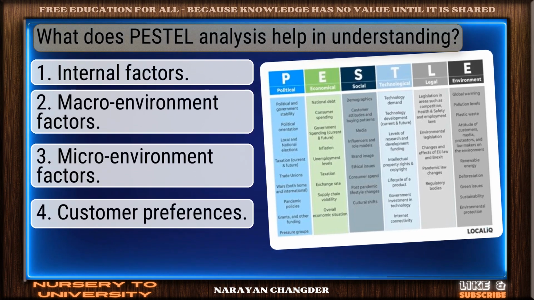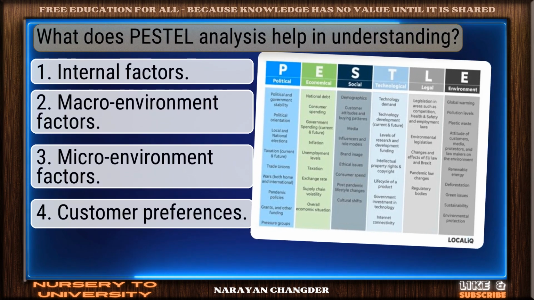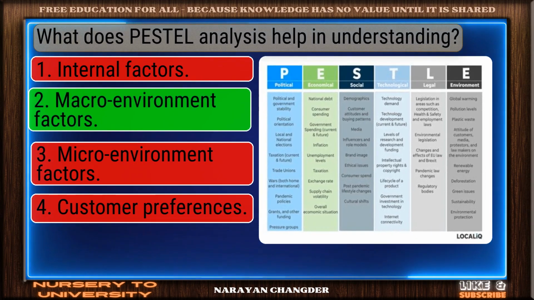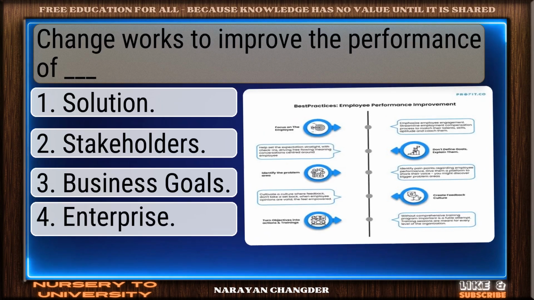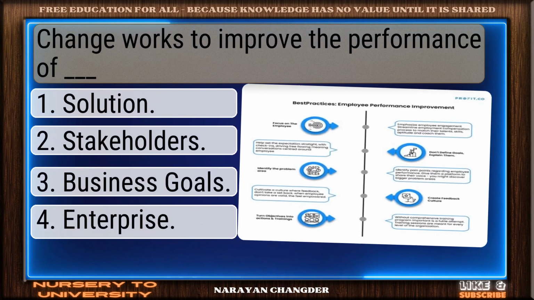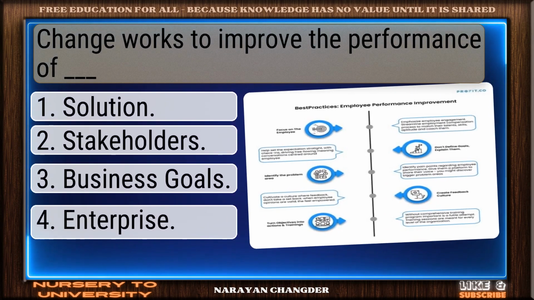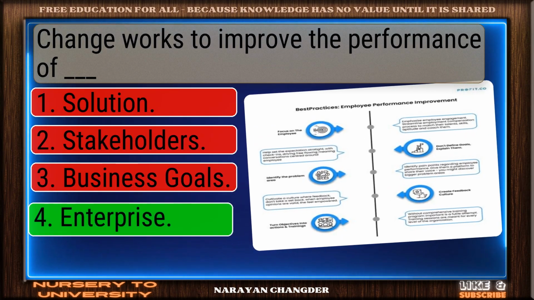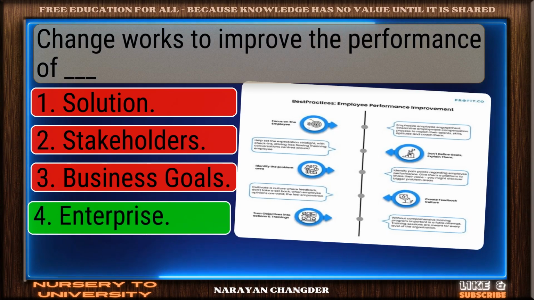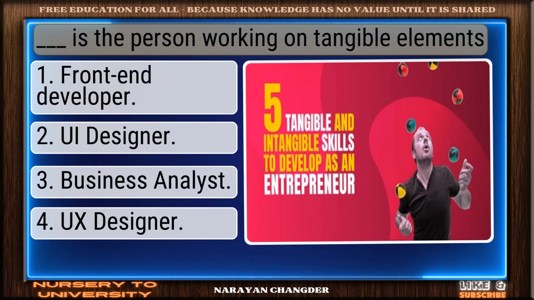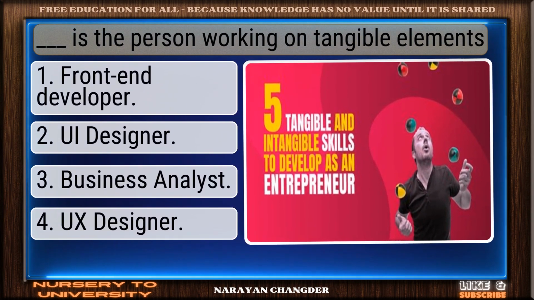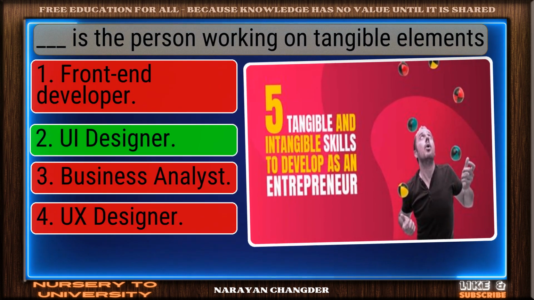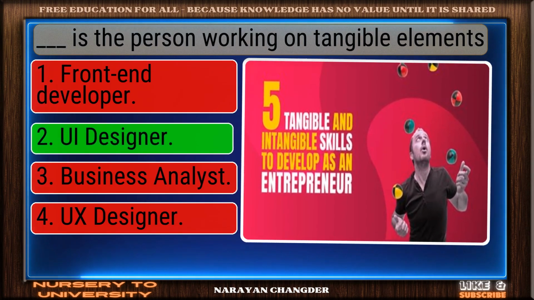Question number 55. What does PESTEL analysis help in understanding? On track. Macro environment factors is the correct answer. Question number 56. Change works to improve the performance of dash. Great job. Enterprise is the accurate answer. Question number 57. Dash is the person working on tangible elements. Solid response. UI designer is a valid choice.